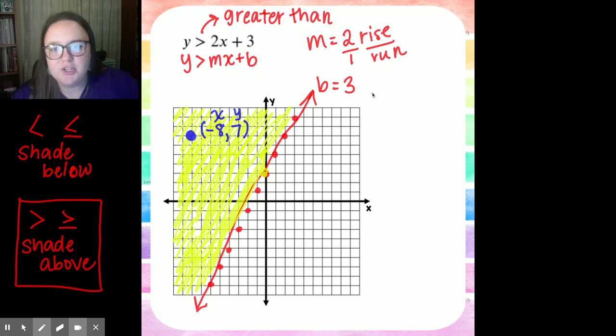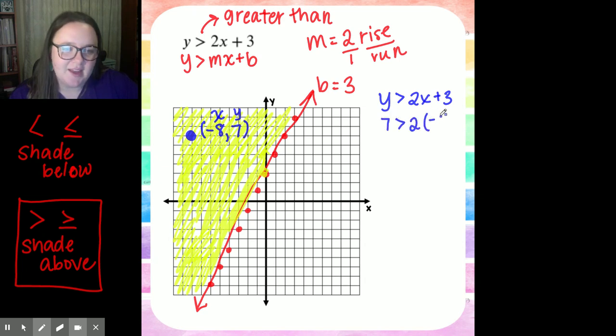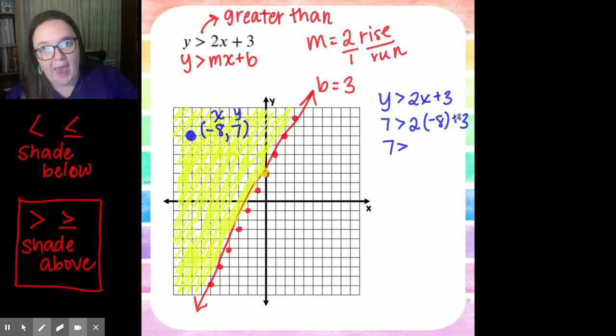I'm going to take that original inequality: Y is greater than 2x plus 3. I'm going to substitute. My Y here was 7, and the X is -8. 7 is greater than 2 times -8 plus 3. I'm going to simplify this side right here. 2 times -8 is -16. Now, -16 plus 3. If you're all the way at -16, you add 3, that puts you at -13.